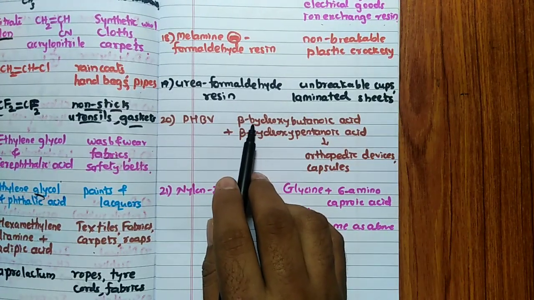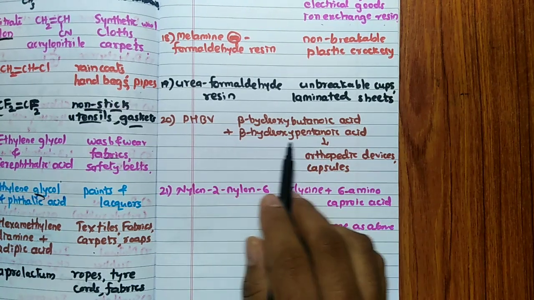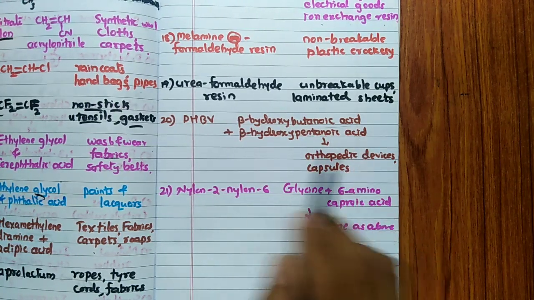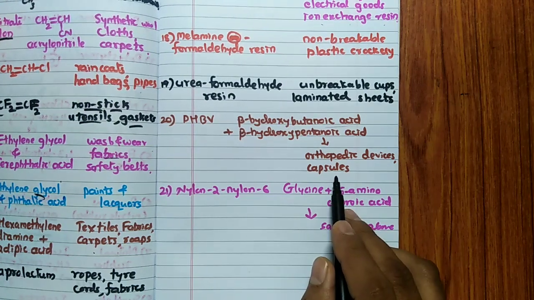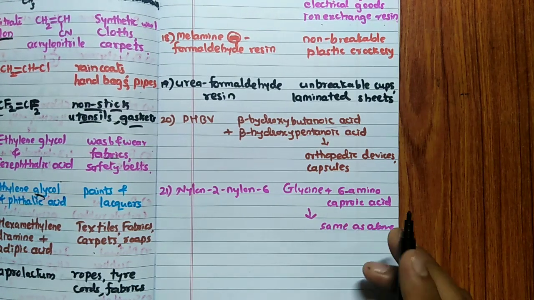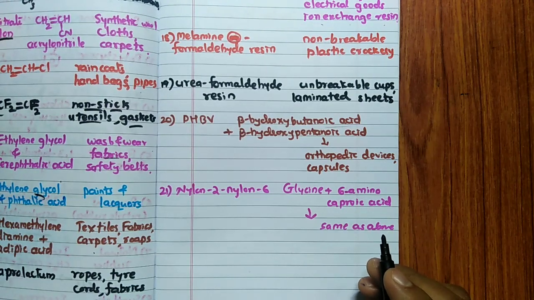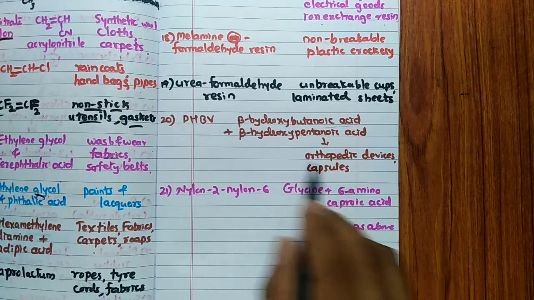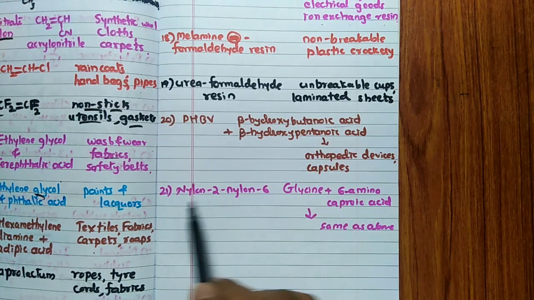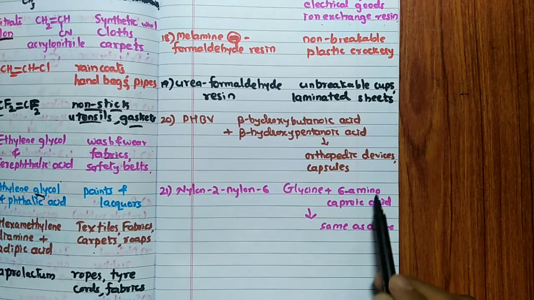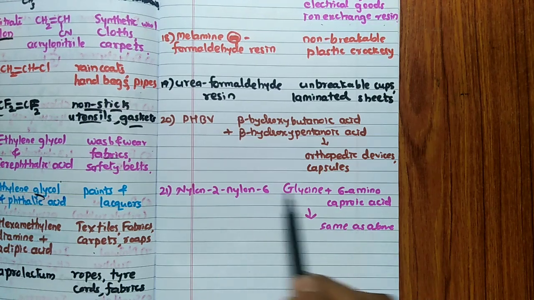PHBV contains beta-hydroxybutanoic acid plus beta-hydroxypentanoic acid. Orthopedic devices and capsules can be prepared, capsules which dissolve in our biological fluids. That can be prepared using PHBV, and nylon 2-nylon 6 has the same use. Glycine plus 6-aminocaproic acid is the monomer of this.